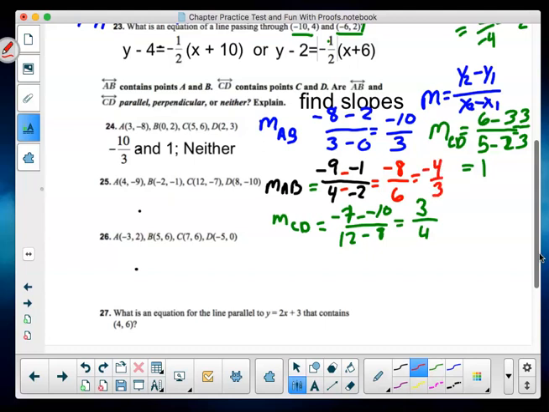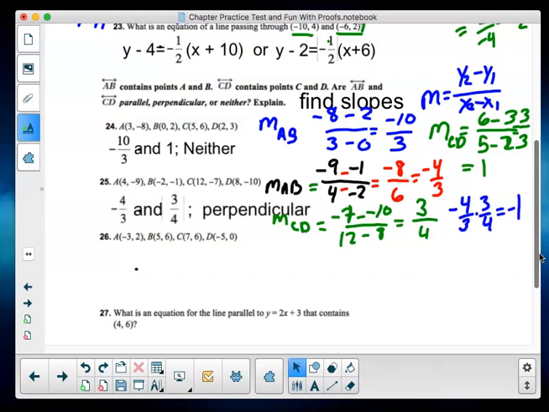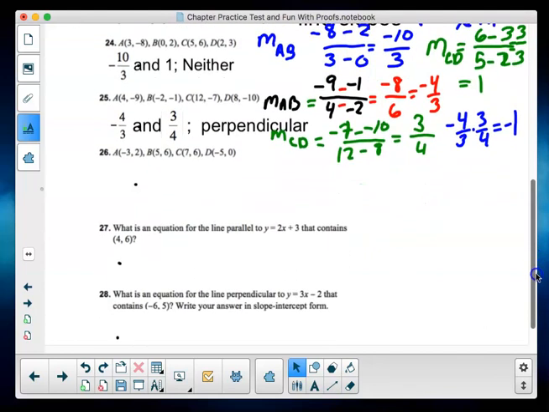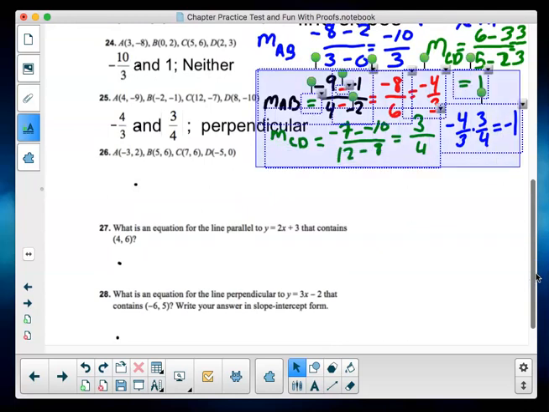Well, these two are actually opposite reciprocals, and I can check to prove that they're perpendicular because their product is equal to negative 1. So I've got that going, and they're perpendicular. So I'm going to do the same thing in 26 and 27. I'm going to shrink these down because I'm slowly running out of room.